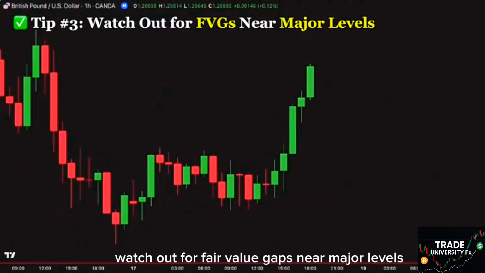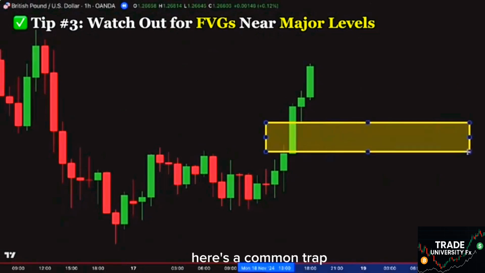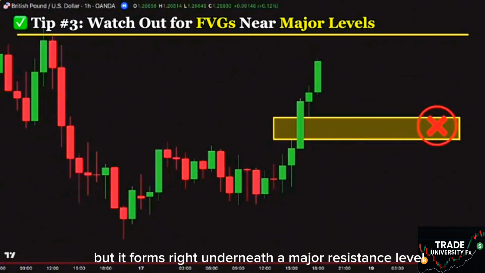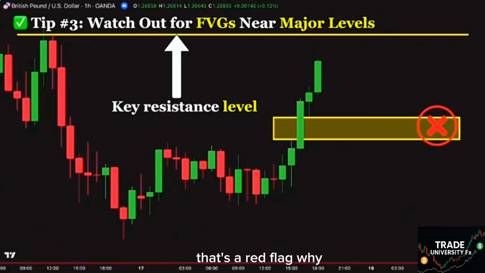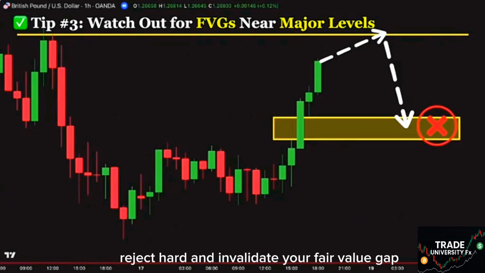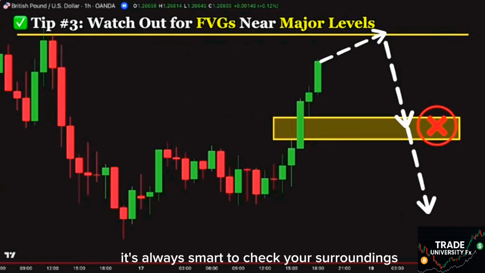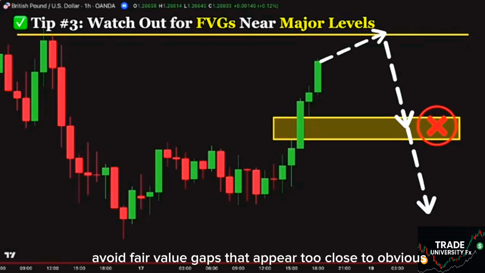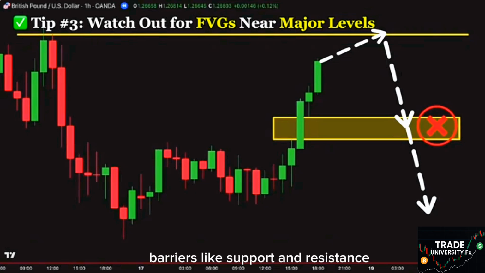Tip number 3: watch out for fair value gaps near major levels. Here's a common trap. You spot a beautiful fair value gap, but it forms right underneath a major resistance level. That's a red flag. Why? Because price may reach that resistance, reject hard, and invalidate your fair value gap. It's always smart to check your surroundings. Avoid fair value gaps that appear too close to obvious barriers like support and resistance.